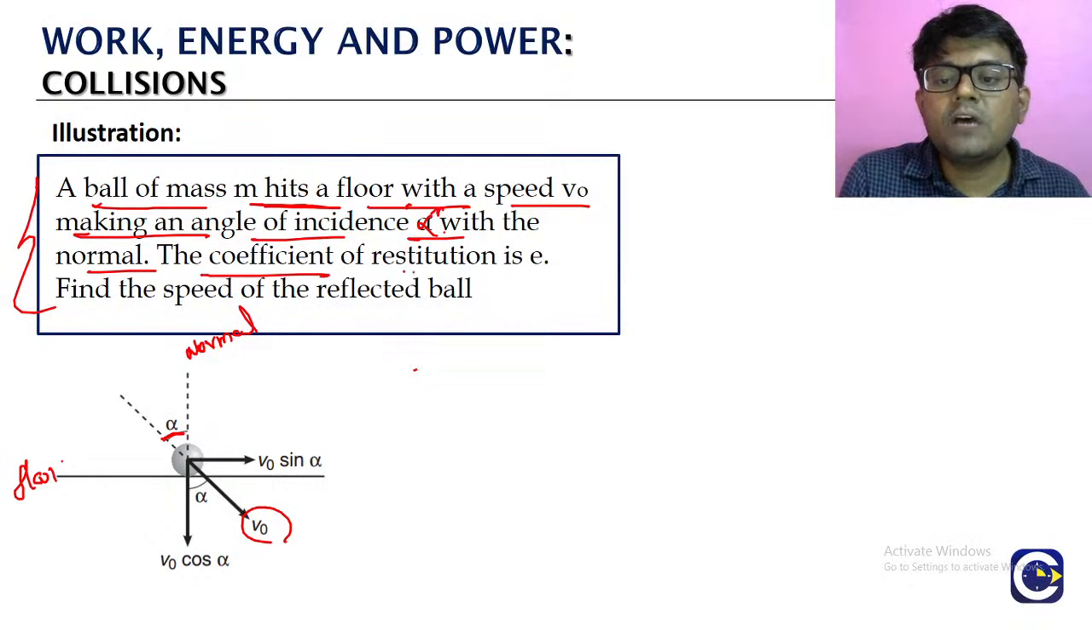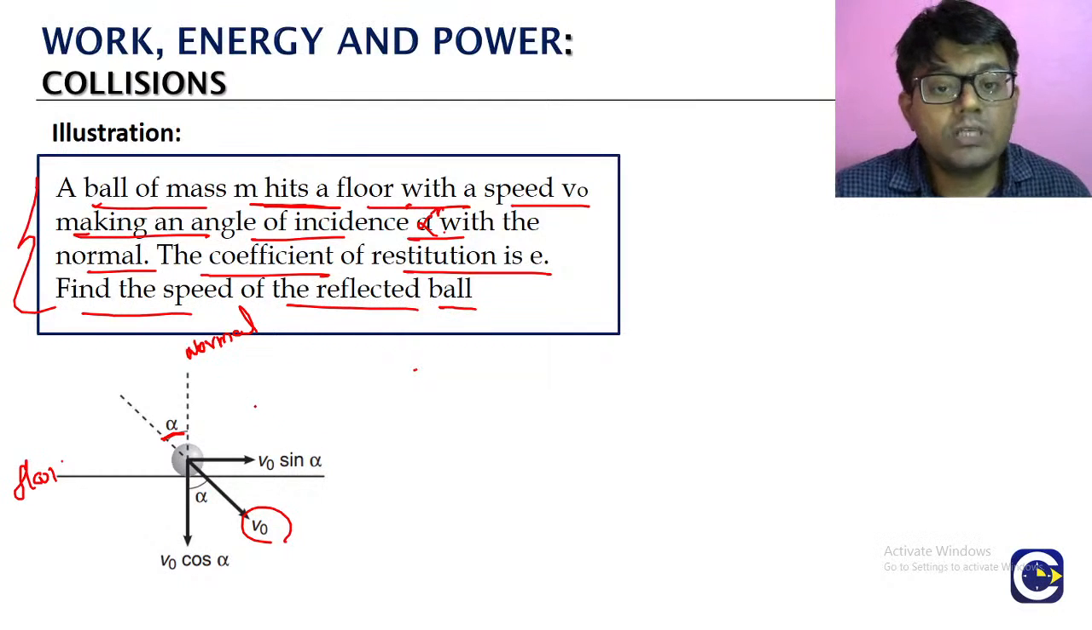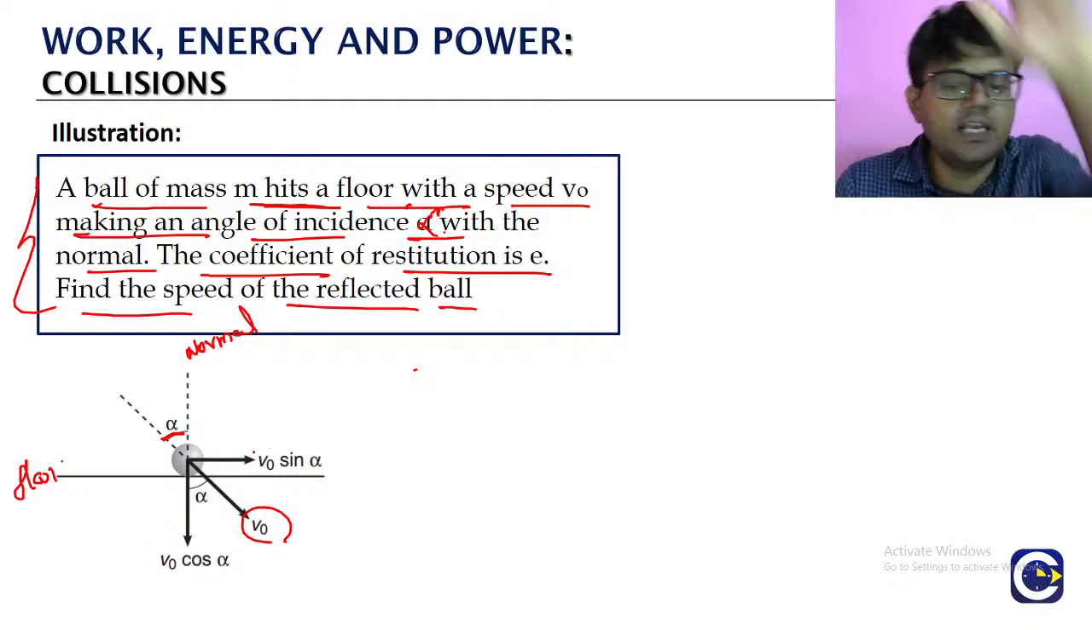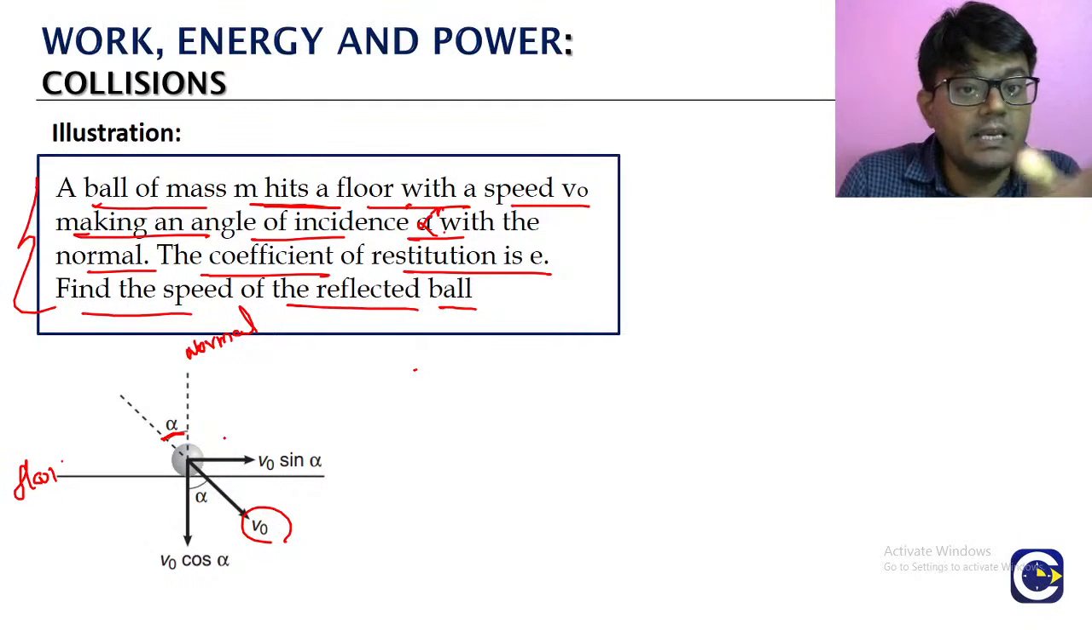The coefficient of restitution is E. Find the speed of the reflected ball. What is the coefficient of restitution? E. So here, quickly write: the ball is coming with a velocity v0 by making an angle alpha.